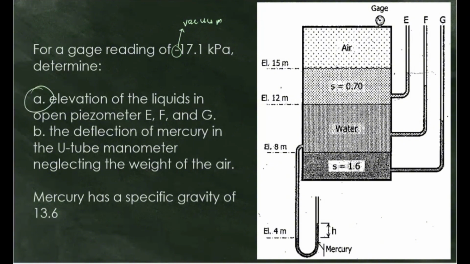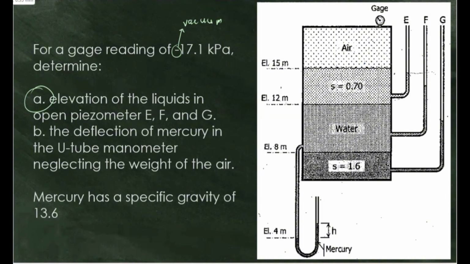So, naka-piezometer siya, no? Tinusukan ng piezometer. E, F, and G. And letter B, the deflection of mercury in the U-tube manometer neglecting the weight of the air. Itong H yung deflection. Given yung specific gravity ng mercury as 13.6. Okay? So, para masagutan natin yan, gawa natin ngayon ng mga elevation.